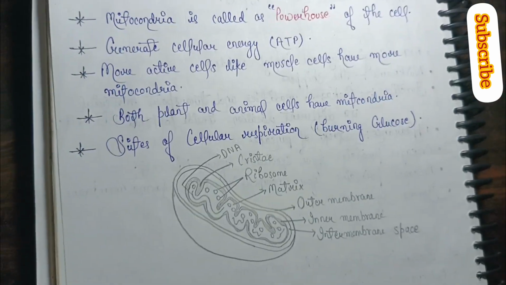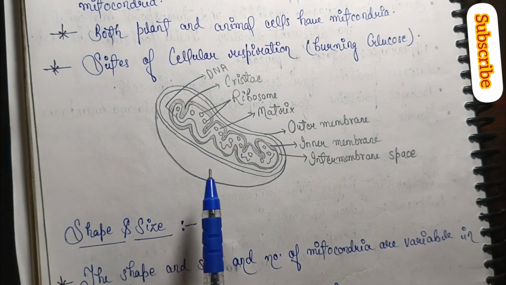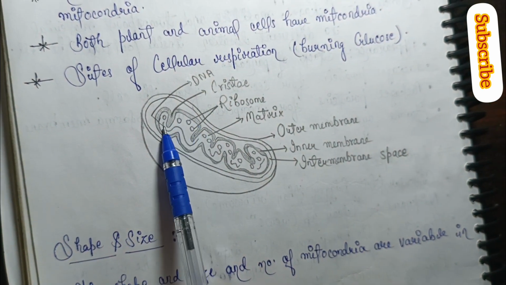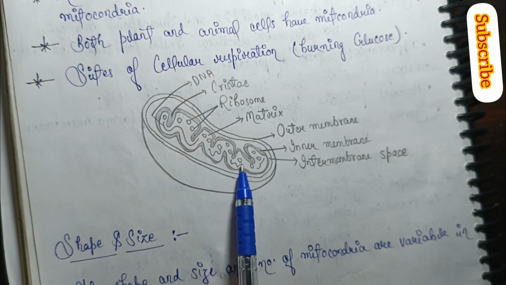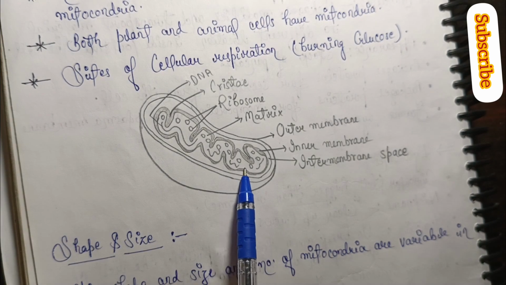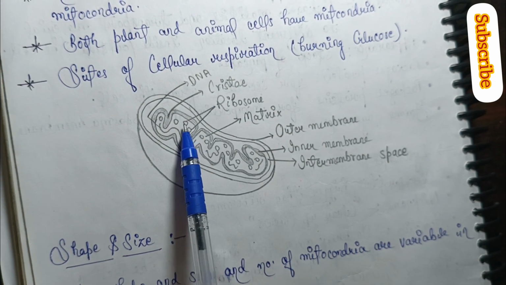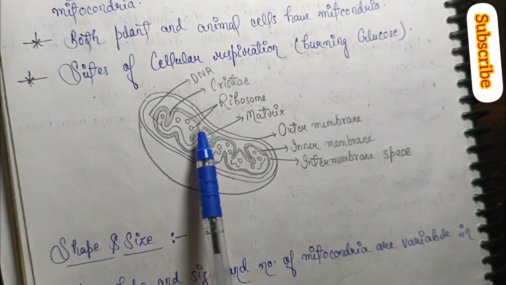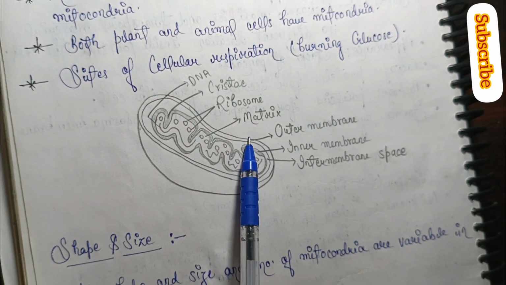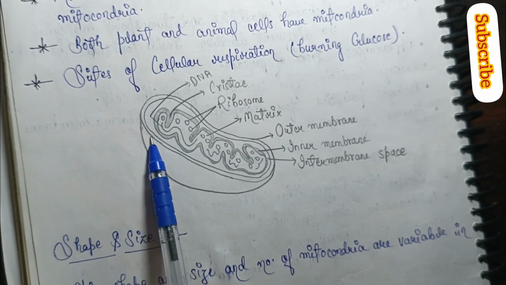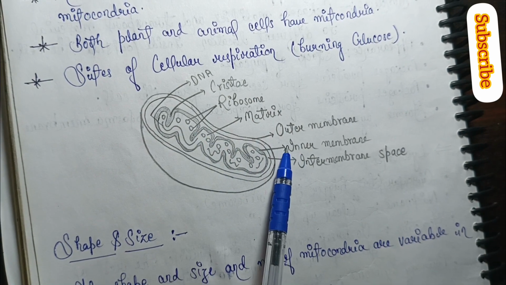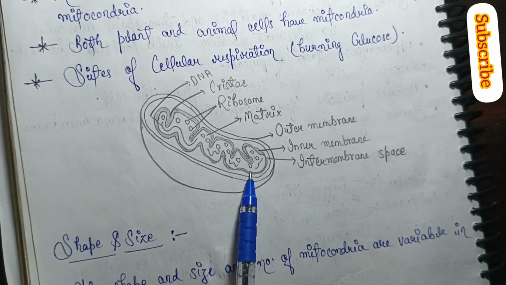So let's see the diagram of mitochondria. So this is the diagram of mitochondria, mini diagram. So this is a thread-like structure which is called as a DNA, and this cellular pipe-like structure which is called as a cristae, and this is circular ball-like structure which is ribosome, and here a matrix part is present, and this is outer membrane, and this is inner membrane, and this is innermost layer.